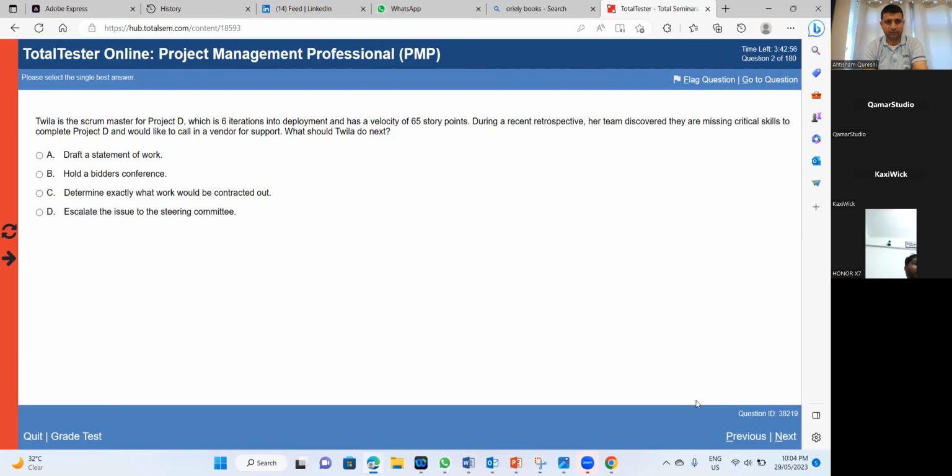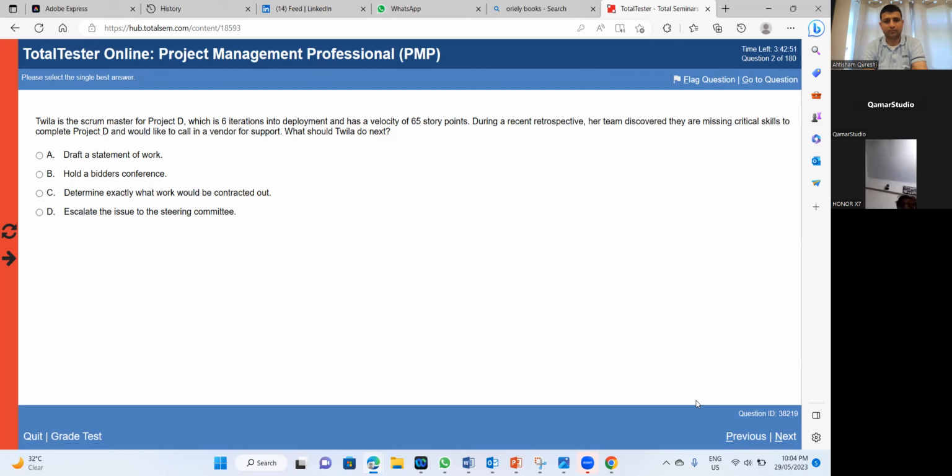Navila is the Scrum Master for Project D, which is 6 iterations into deployment and has a velocity of 65 story points. During a recent retrospective, her team discovered there are some critical skills missing to complete the project and would need to call a vendor for support. What should Navila do next? Draft a statement of work, hold a bidder conference, determine exactly what work to be contracted out, or escalate to the steering committee?